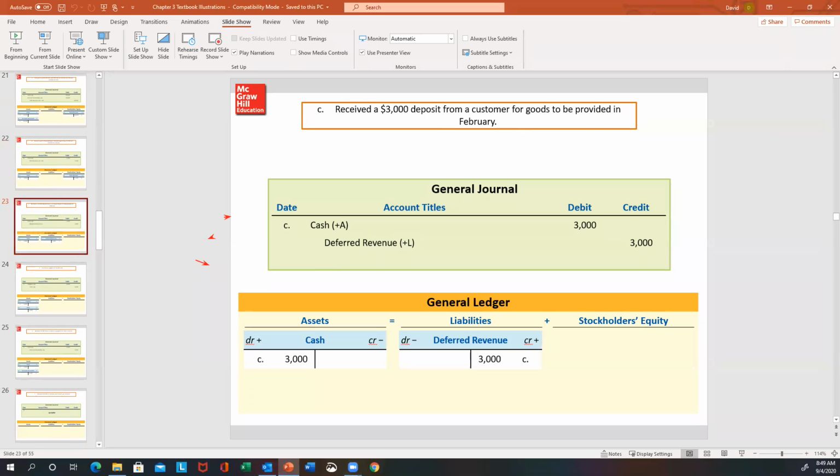All right, next one looks like we've got money that's going to be paid in advance because we're not going to be providing the service in January. So we've got the money. So we're going to put this under a liability account called deferred revenue. So debit cash and credit deferred revenue.